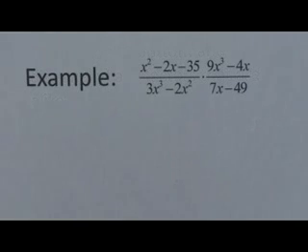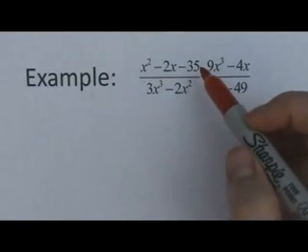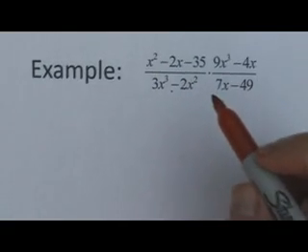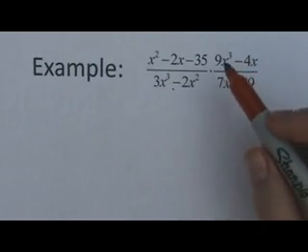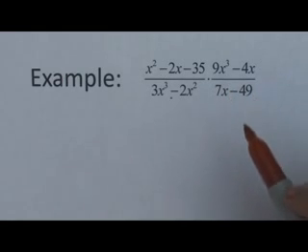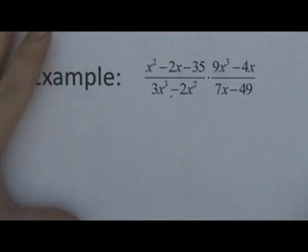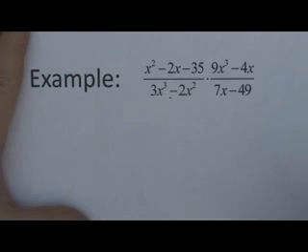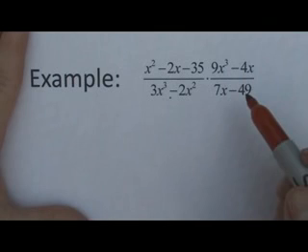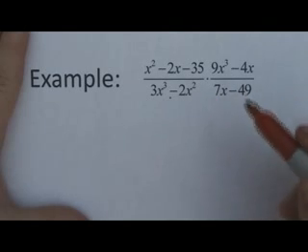Okay, here's our multiplying example. First we have x squared minus 2x minus 35 over 3x cubed minus 2x squared, times 9x cubed minus 4x over 7x minus 49. Now remember, when we're factoring, the first thing we always want to look for is the greatest common factor. Plus, on these, I want to look for my easy ones. This 7x minus 49 looks like a pretty easy one to factor, so I'm going to start with that one.